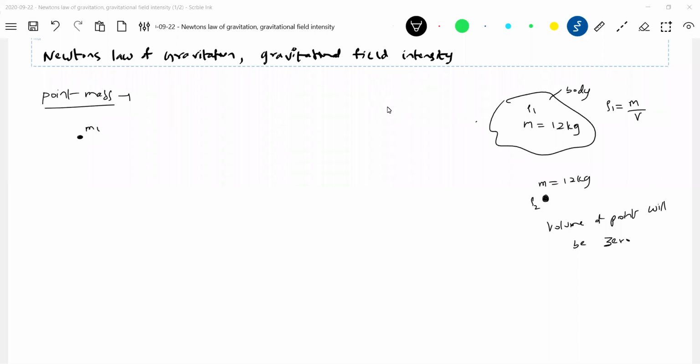Point mass. So this m1 equal to how much? It can be a milligram or microgram, 10 to the power of minus 6 kg. Then I can also bring a mass of 0.2 kg. I can also have a point mass of 12 kg, like what I showed earlier. I can have the point mass.